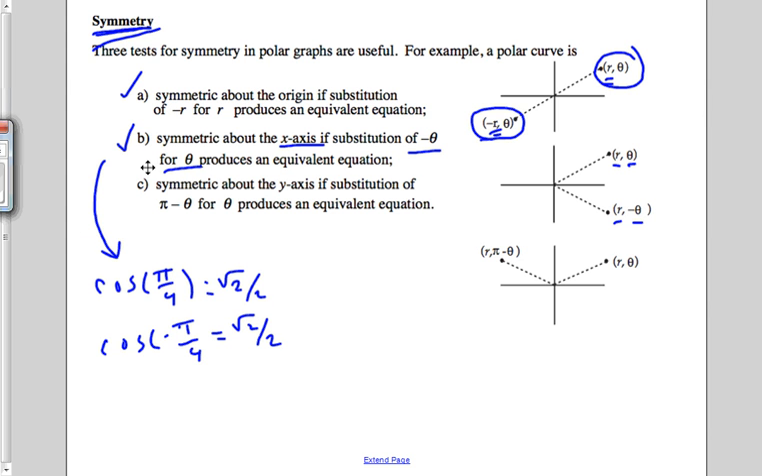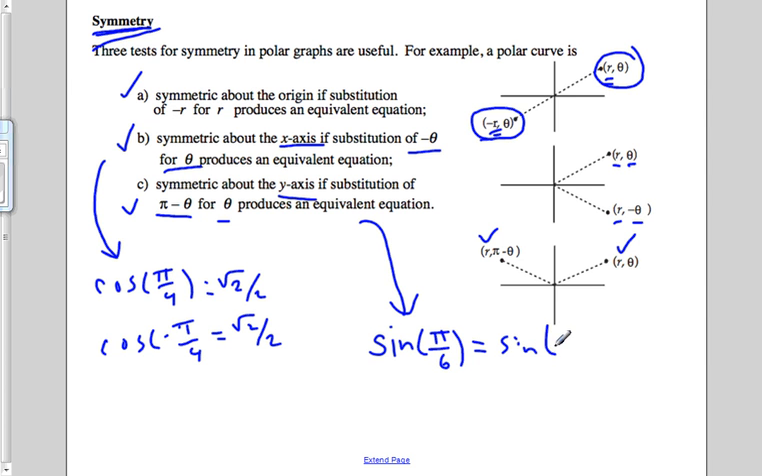And then the third test is saying that if you switch pi minus theta and theta, you're going to get the same r value back, and that creates symmetry around the y-axis. A good example of that, I think, is sine. So sine of pi over 6 equals sine of pi minus pi over 6. Both of those equal 1/2.